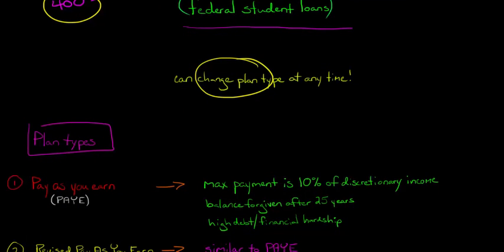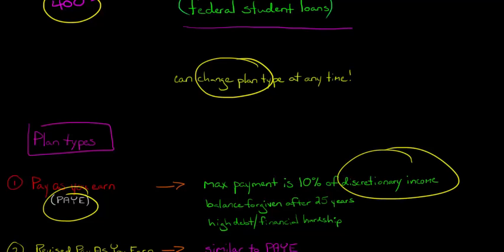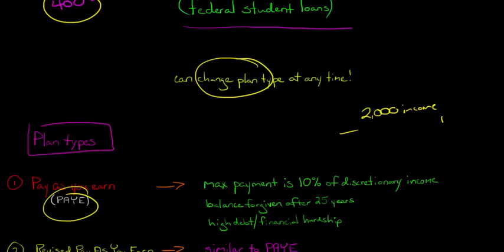So one plan type is called Pay As You Earn, PAYE. With Pay As You Earn, the maximum payment that you would ever have for a monthly payment is going to be 10% of your discretionary income. And you might say, well, what does discretionary income mean? Before, we assumed that you made $2,000 in the month in income. Well, for discretionary income, they subtract out a percentage of the poverty line, it could be 100%, 150%. It's going to depend on which plan type, and I don't want to get into that too much, but it's a percentage of the poverty line for your family type, however many people are in your household. Let's just say, hypothetically, that for your family type it would end up being $1,200.